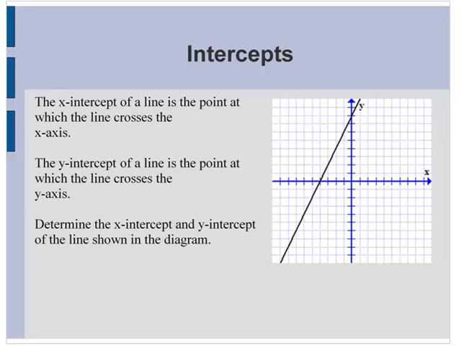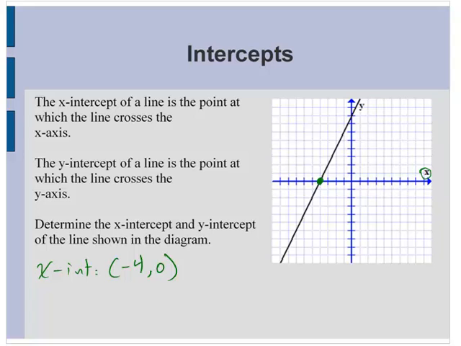So let's look at this line and determine the x-intercept and y-intercept of the line. Alright, so first the x-intercept. Here's the x-axis. Remember, the x-axis is your horizontal axis. So the point at which the line crosses the x-axis is right here. And assuming a scale of 1, each mark meaning 1 unit, the x-intercept of this line would be the ordered pair -4, 0.